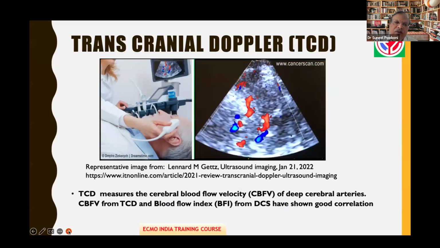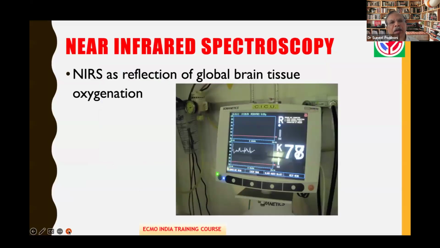Transcranial Doppler is also useful. It measures the cerebral blood flow velocity of deep cerebral arteries. Cerebral blood flow velocity from transcranial Doppler and the blood flow index from diffuse correlation spectrometry have shown good correlation too. So this is something like multimodal monitoring, very helpful.